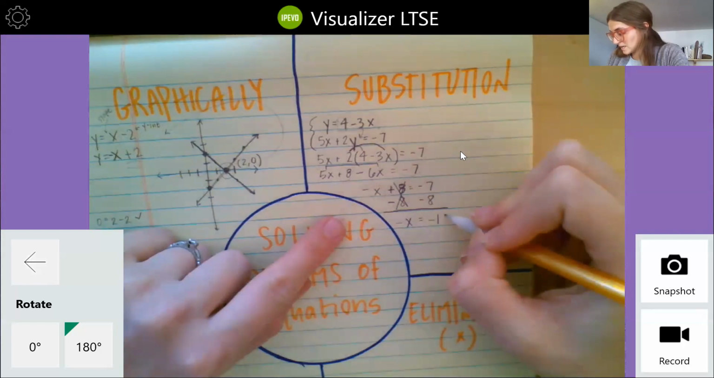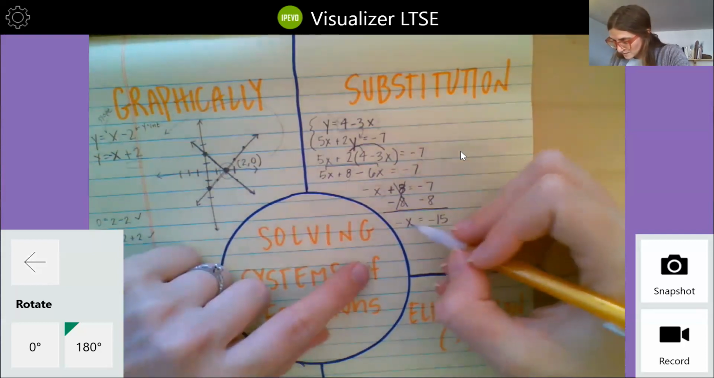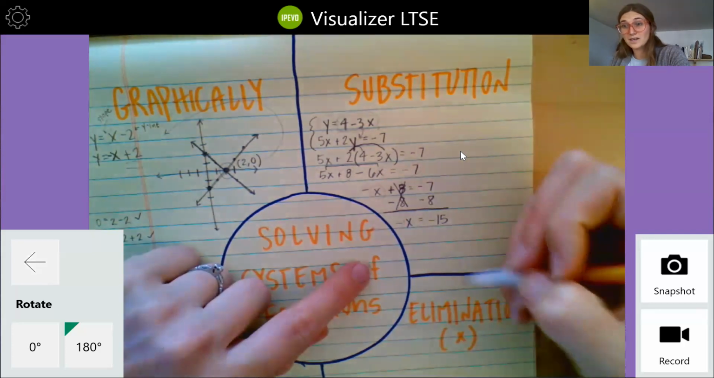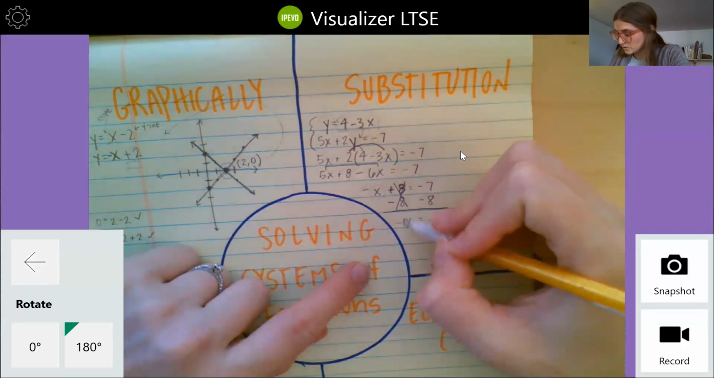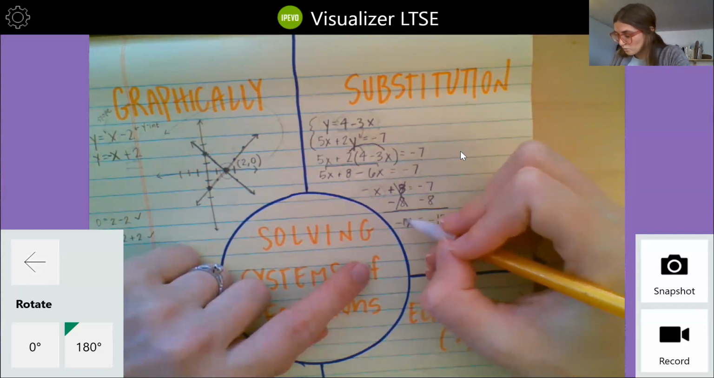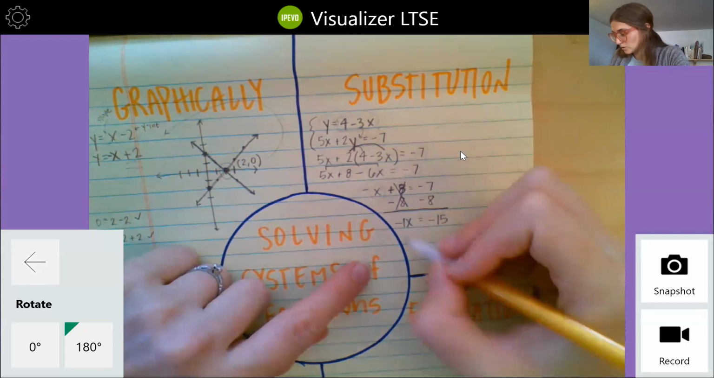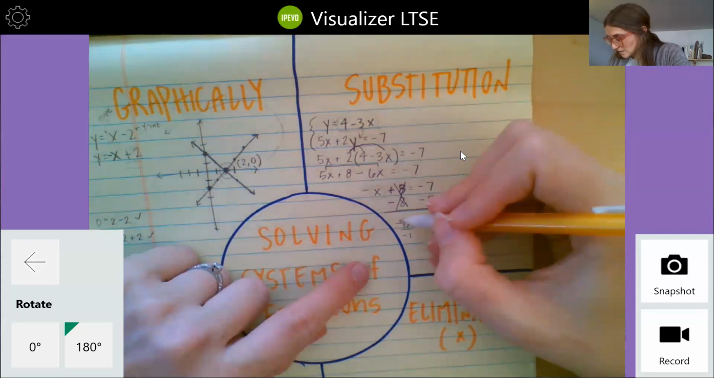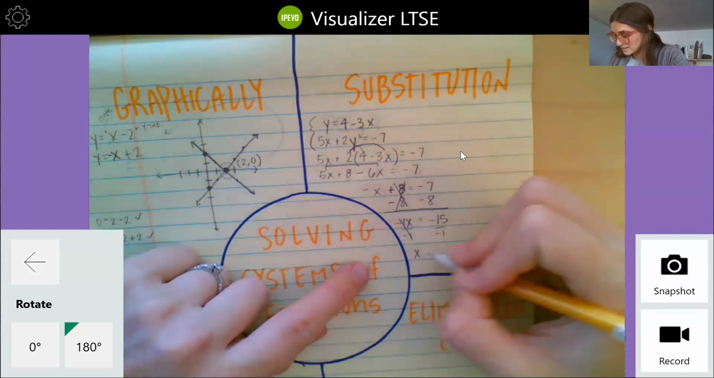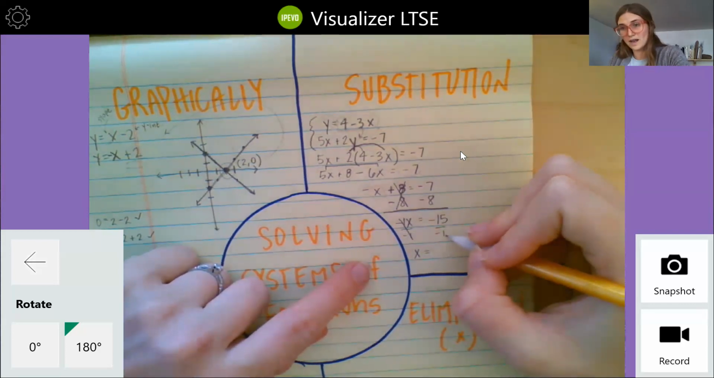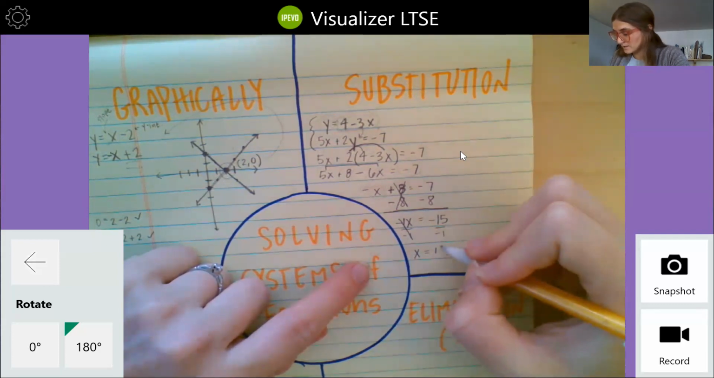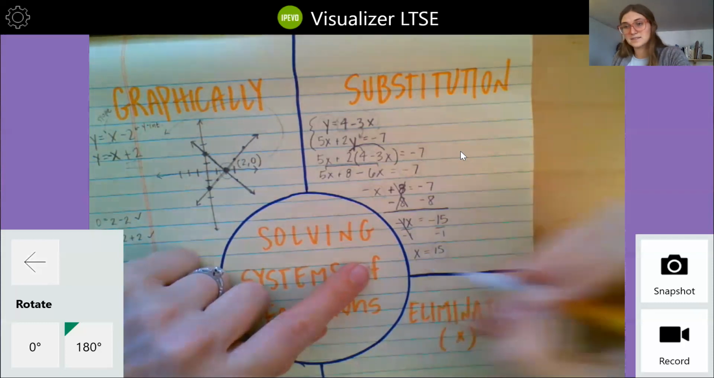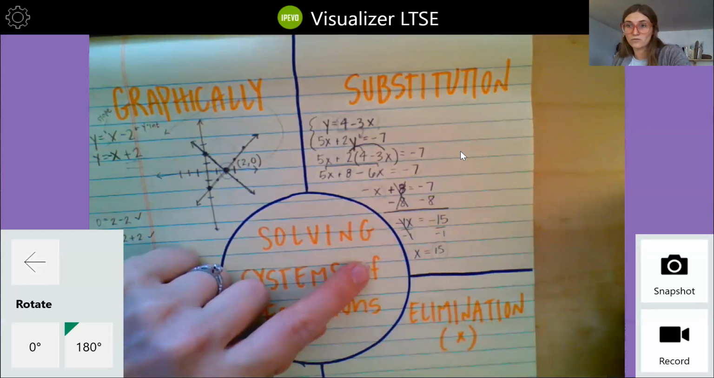is -15. And now, just because there's nothing there doesn't mean that this x doesn't have a coefficient. Since there's not a number, the coefficient is 1, but not just +1, it's -1. So I'm going to divide by -1 over here, divide by -1 over there. These guys cancel out, and I'm left with just x equals -15 over -1 gives me +15. Now I know the value of x. That's half of what I'm looking for.